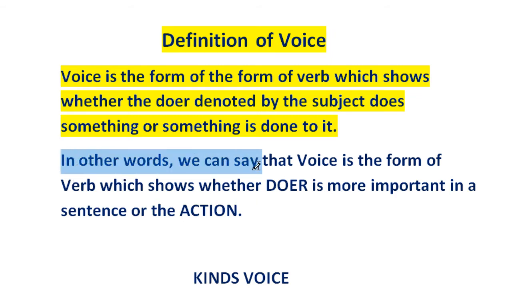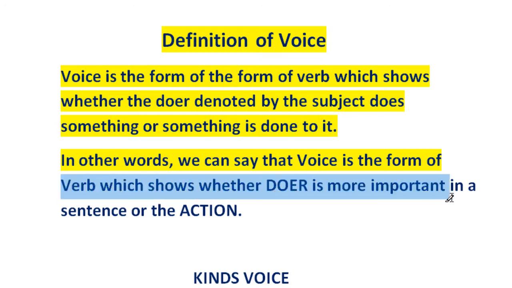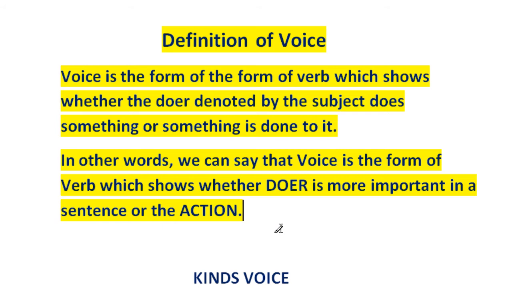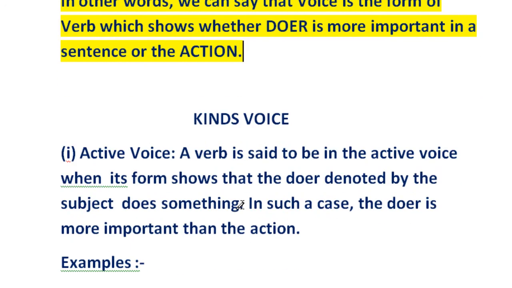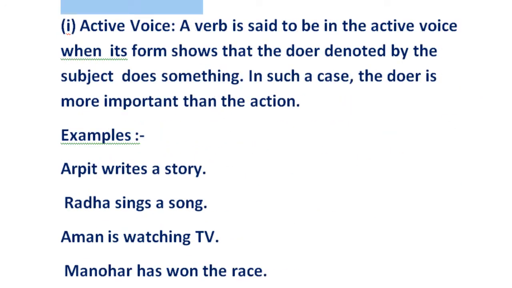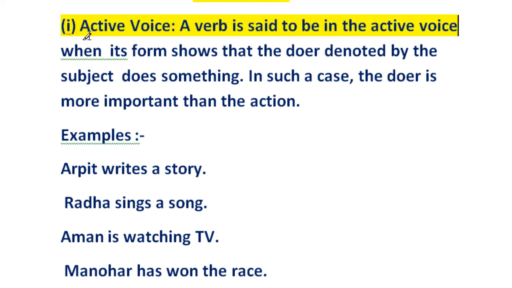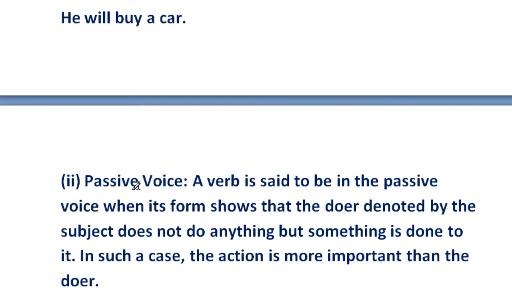In other words, we can say that voice is the form of verb which shows whether the doer is more important in a sentence or the action. When the doer is more important, the verb is said to be in the active voice, and when the action is more important, the verb is said to be in the passive voice. Now let us go for kinds of voice. There are two kinds of voice: active voice and passive voice.